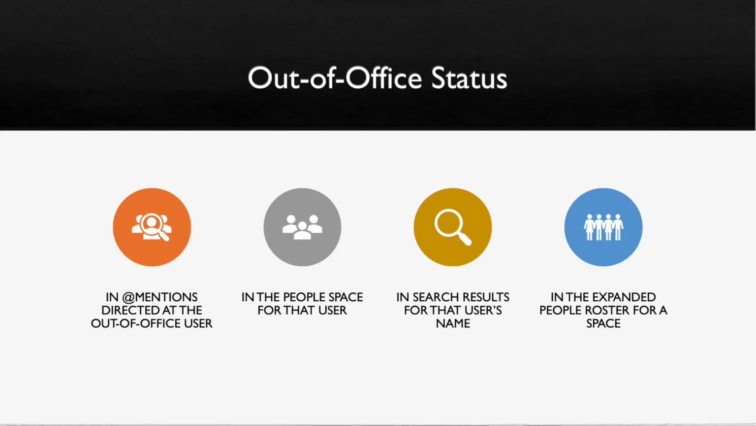Your calendar service users on Microsoft Exchange, Office 365, or Google Calendar can share their out-of-office status through Cisco Webex Teams. So when a user sets an automatic reply, other Cisco Webex Teams users in the organization can see if they're out of the office. In app mentions directed at the out-of-office user, in people spaces for that user, in search results for that user's name, and in the expanded people roster for a space. Changes to the status can take up to 20 minutes to update in Webex Teams, though. So just something to be aware of.